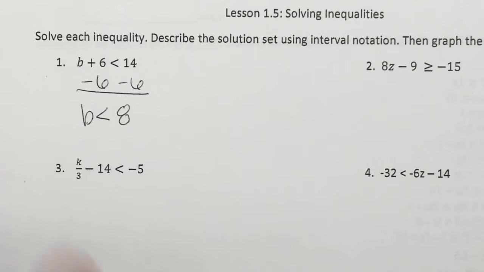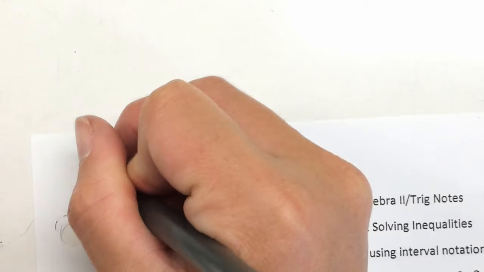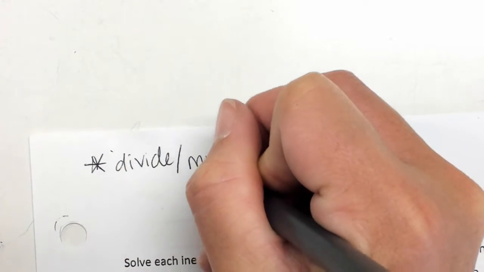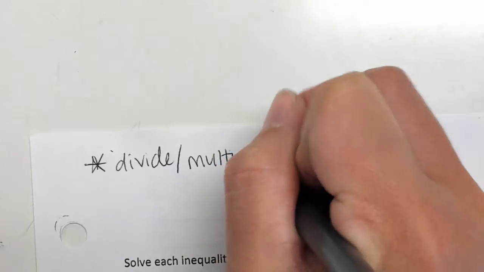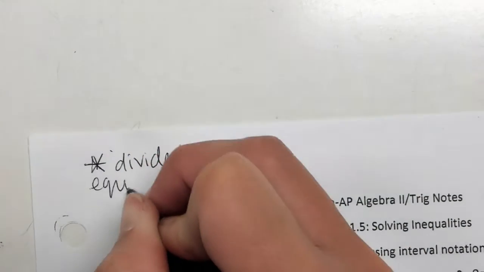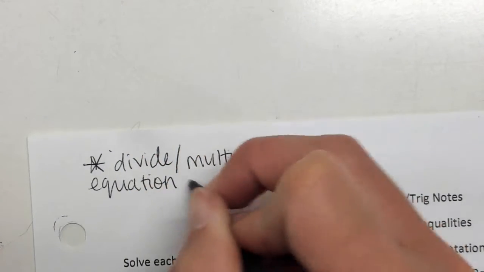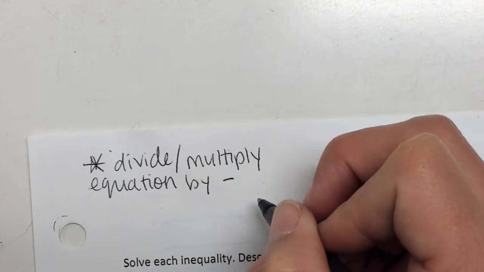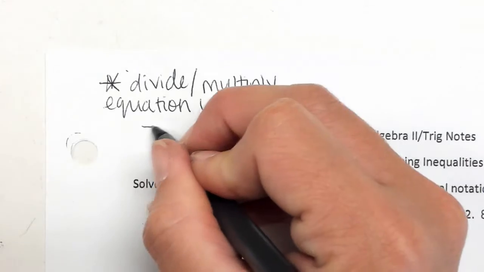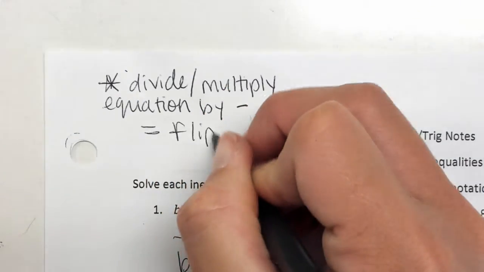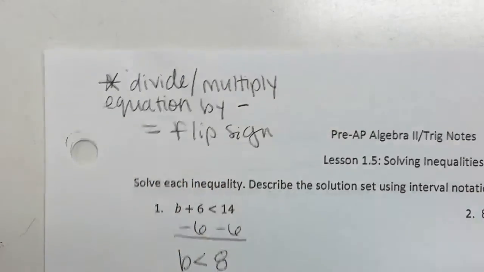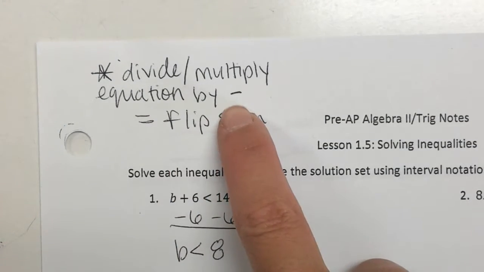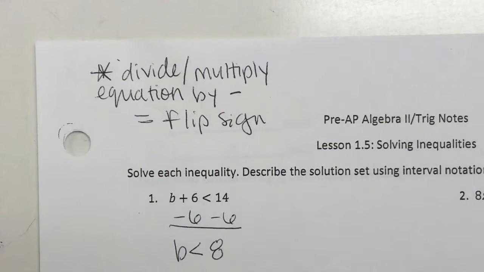Did y'all know that? Alright, let's write it up here just to remember. So write divide or multiply the equation by a negative number. I'm just going to put by minus, and then put equals flip sign. So anytime you divide or multiply the entire equation by a negative number, you're going to flip the inequality sign. That's the only difference.